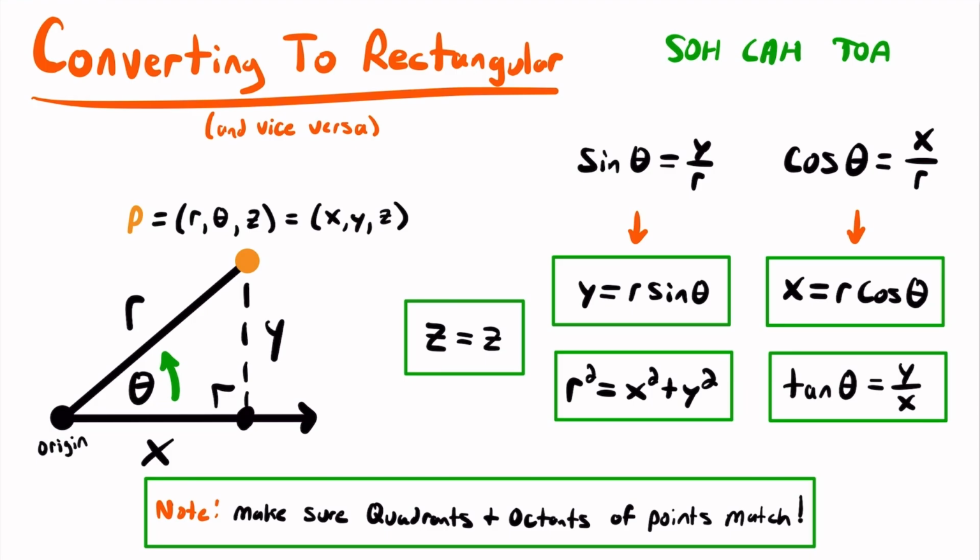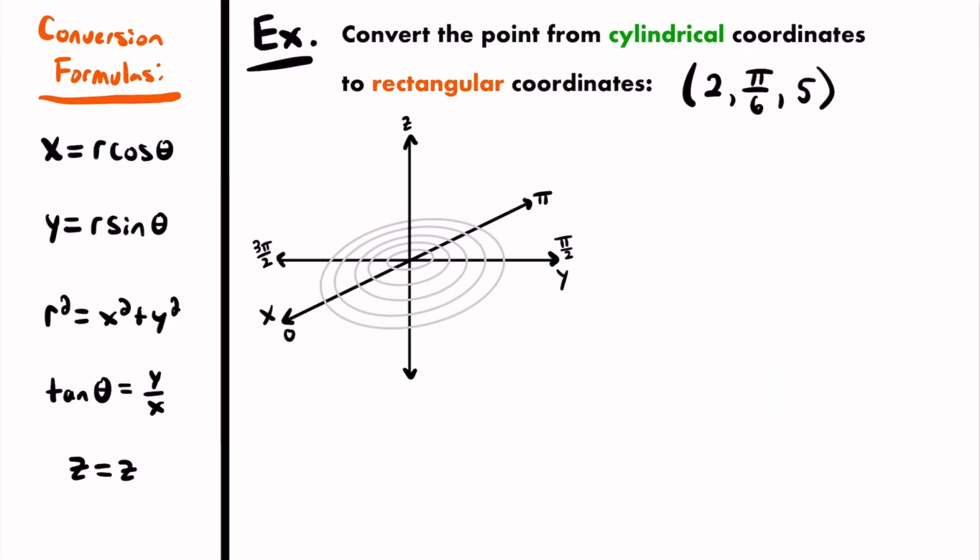Okay, so let's take a look at a couple examples. For our first one, we want to convert the point from cylindrical coordinates to rectangular coordinates. And so that means that this point right here is in cylindrical coordinates. We have 2, pi divided by 6, and then 5. Now, to get an idea of where this is within the coordinate system, I am going to quickly plot it. Pi divided by 6, if we measure that angle from the positive x-axis, that would be somewhere about here. I'll just call this pi divided by 6.